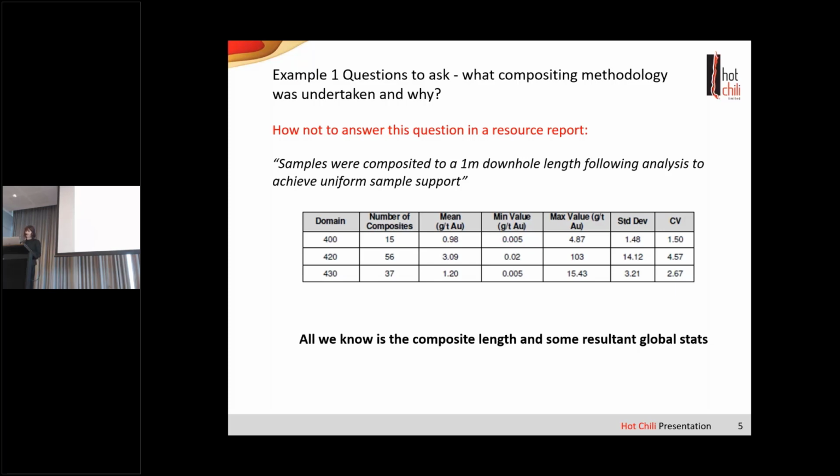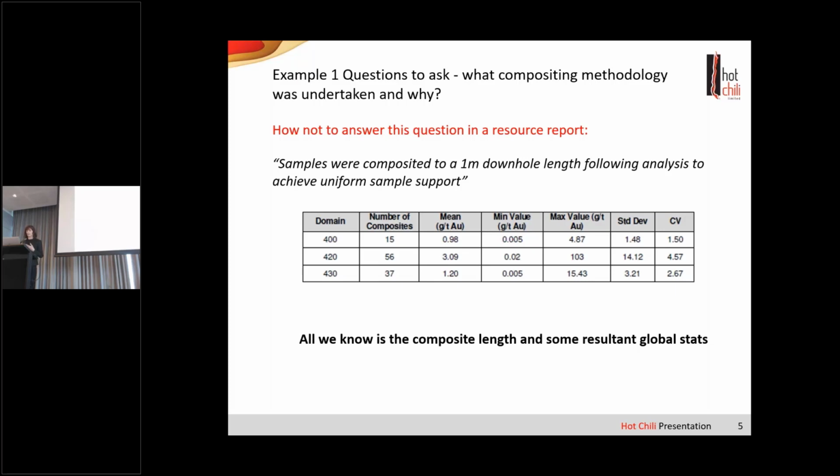So the first question is about compositing. What compositing methodology has been taken and why? Some examples I've seen in some resource reports would be something like, composited for one meter down hole, following analysis, and this is the resultant table. So you know the composite length, we don't know how they achieved it or why, and here's some stats. But we haven't got any raw stats in this report to see what impact it actually had on the CV anyway. So not very transparent, a lot of assumptions being made.